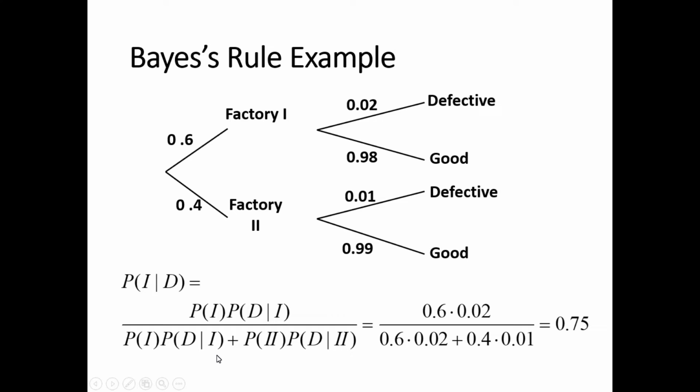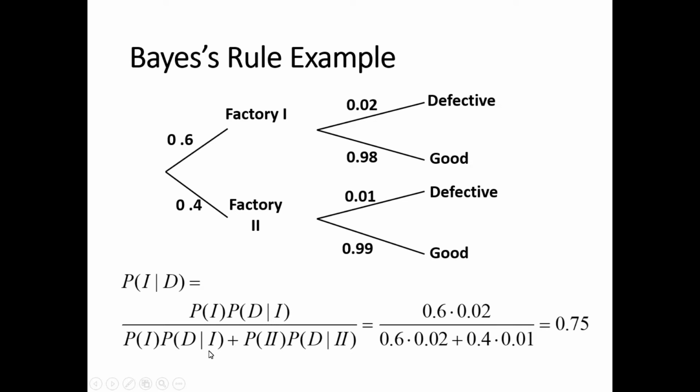So the total probability that I get something defective is the probability I get something defective from Factory 1, which we found as this branch on the tree, probability from Factory 1 times probability of defective. That has to be added to the probability that I get a defective from Factory 2. If I follow that branch to defective, it's the 0.4 chance it went to Factory 2 times the 0.01 chance that once it was in Factory 2, it became defective. So I'm plugging in 0.4 for the probability of Factory 2, and 0.01, the 1%, for the probability it's defective.